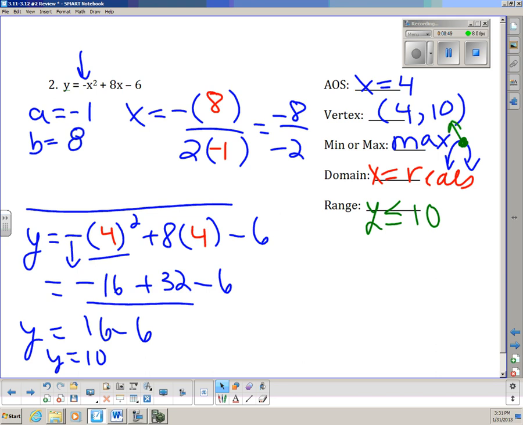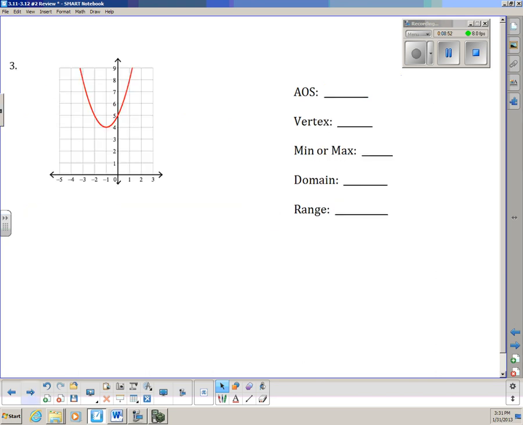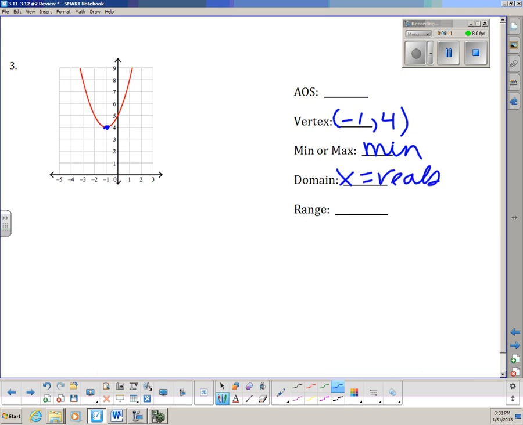So this next particular one, next slide. All right, vertex is probably what I'm going to pull out first. Here's my vertex. My vertex is going to be negative 1, 4. It should be pretty obvious that this vertex is a minimum value because the graph opens up. Domain never changes. X equals the reals. All that's left is axis of symmetry and the range. Well, don't forget the axis of symmetry is what the x is. And the fact that the x in this case is going to be this negative 1, the axis of symmetry is x equals negative 1.